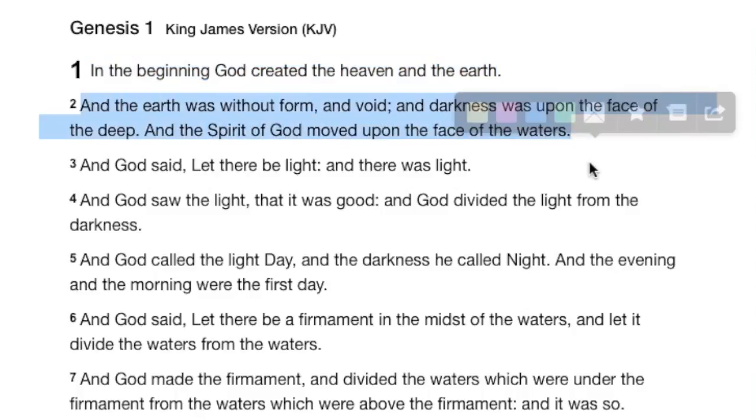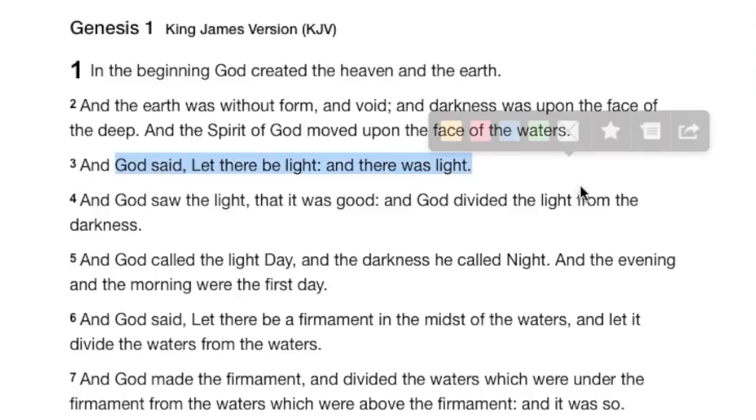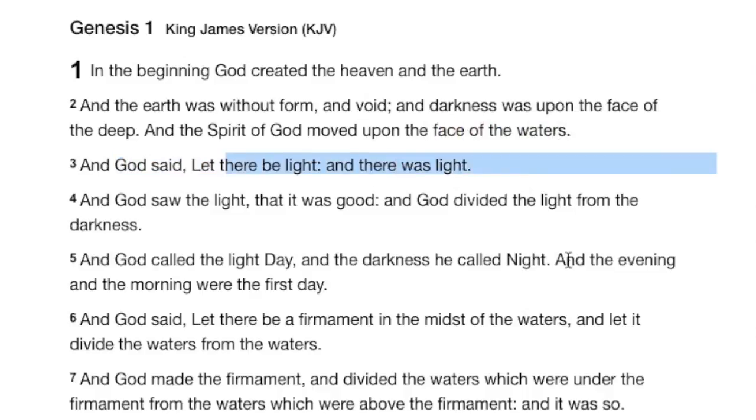That's like the setting. Okay, now there was basically nothing there, just a total wasteland, and then God says, let there be light, and there is light. This is the beginning of creation. It's not coming from the sun. There was light without sun. So you got water and light.